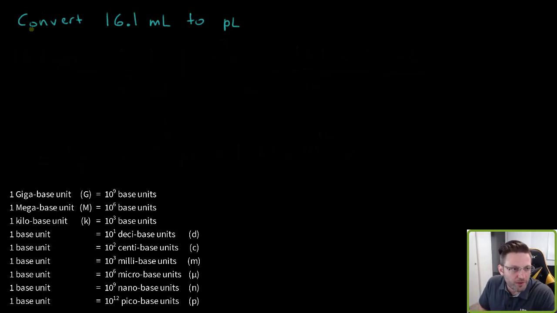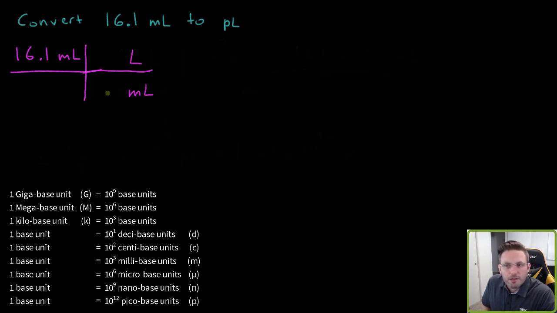This one is a volume problem. So same as before, write what we know. And then we're going to start by converting that to the base unit. Our base unit for volume is the liter. We have milliliters at the top here, so we want milliliters at the bottom and the liter at the top. Looking at our conversion table, we see that there are 10 to the 3 milliliters in every liter.